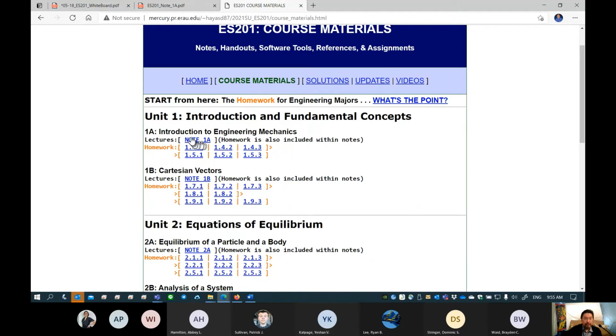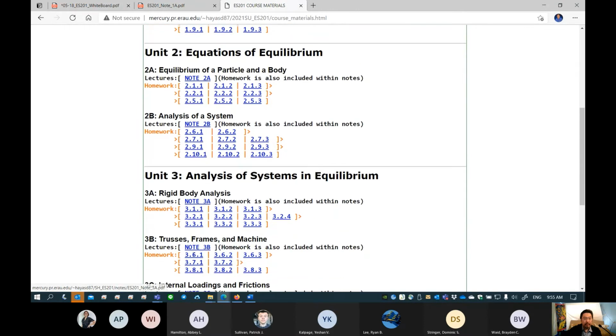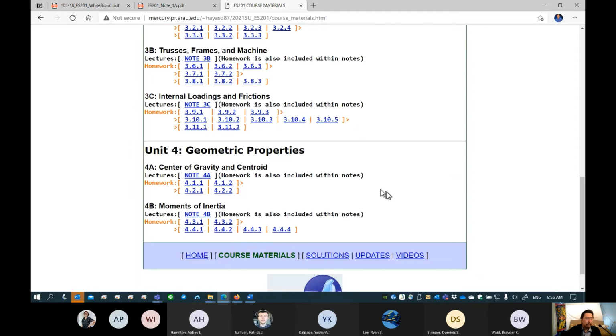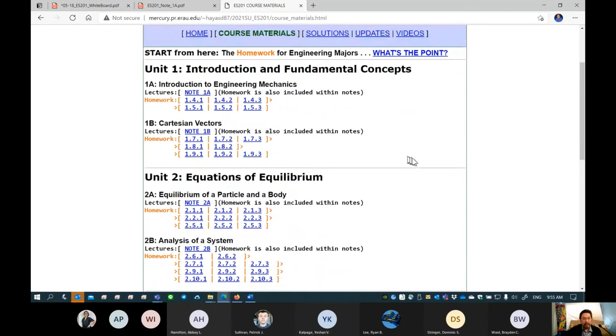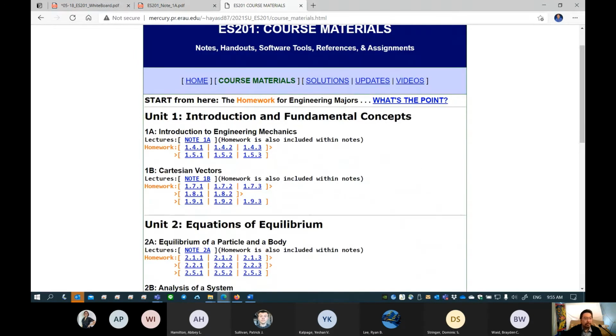You have lecture notes already given. 1, 2, 3, 4, 5, 6, 7, 8, 9 lecture notes. Okay, there are 4 units. And then each unit, there are a few lecture notes. So this is one block of a lecture. I'm going to spend some time completing, first of all, Note 1A to begin with. As we complete Note 1A lecture, you're going to submit those homework assignments.